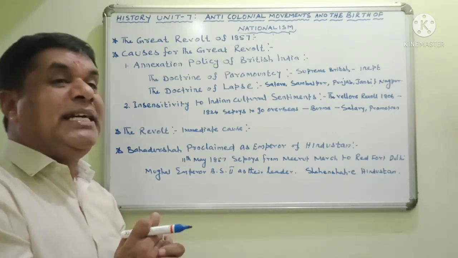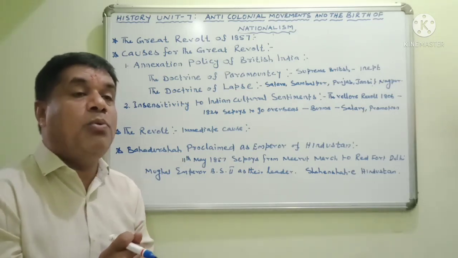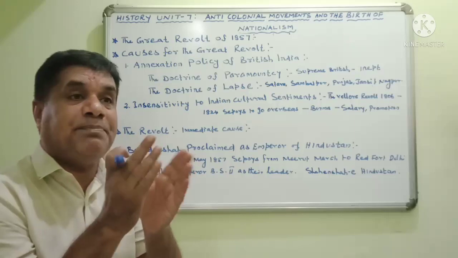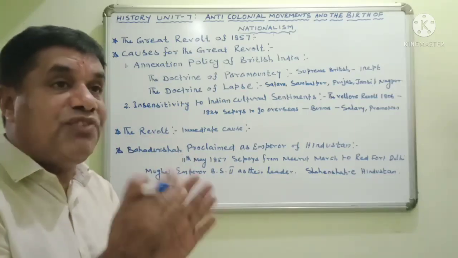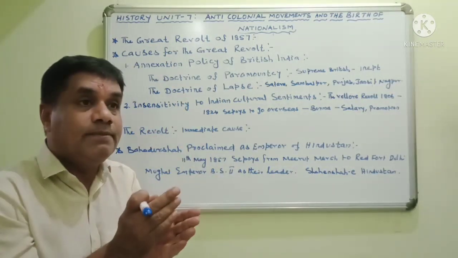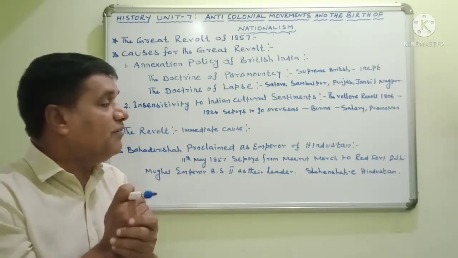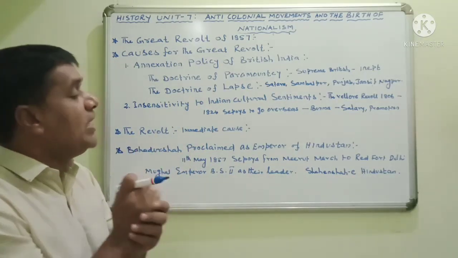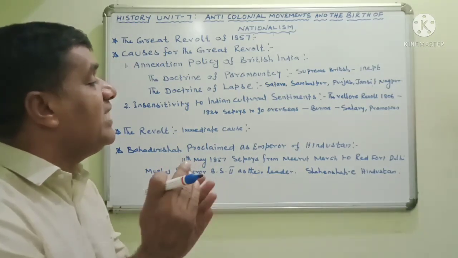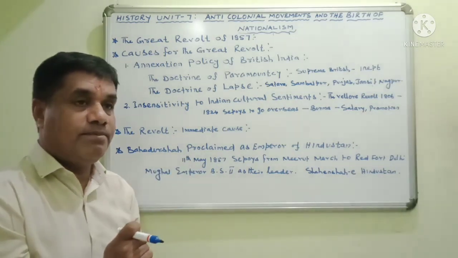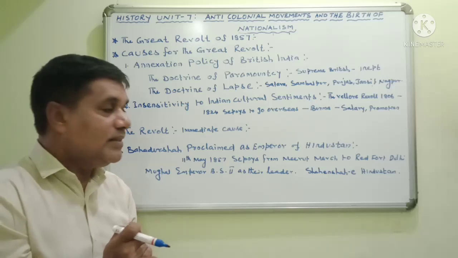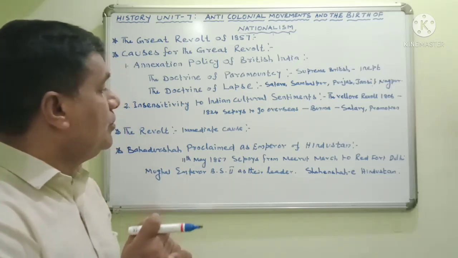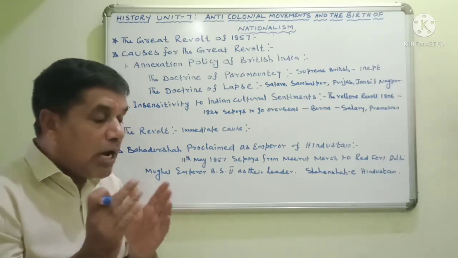Initially, the British refused to accept, but finally they accepted, in favor of the Hindus. He was also known as Shah-e Hindustan. The Mughal Emperor Bahadur Shah II, popularly known as Shah-e Hindustan.